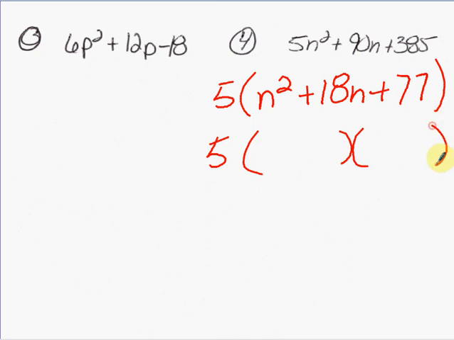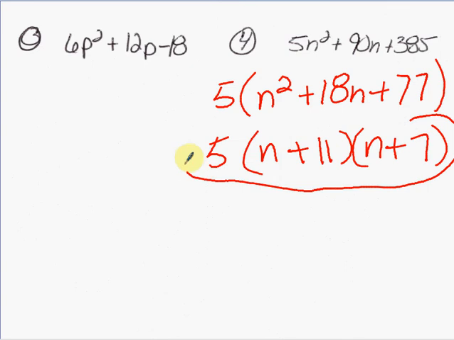Trinomials mean 2 parentheses. We have a plus, so we double up on our sign. Plus plus. Need n's to get n squared. And let's try 11 and 7. If you multiply, that gives you 77, and if you add, that gives you 18. So we are in the money. Right there is our answer.